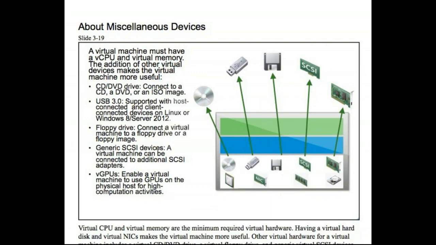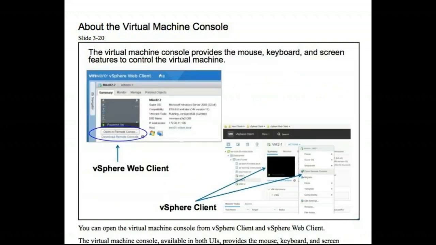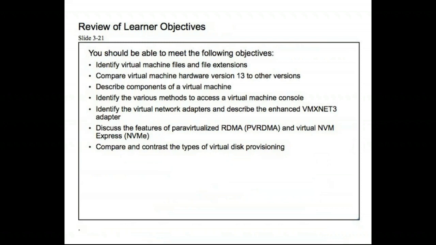And then we can have other miscellaneous devices like CD, DVD, floppy, virtual GPU, console. Yesterday we created the virtual machine and checked how to take the console. To interact with the virtual machine, you need to look inside the virtual machine, then you can take the console of the virtual machine. So this completes our topic of virtual machine creation.